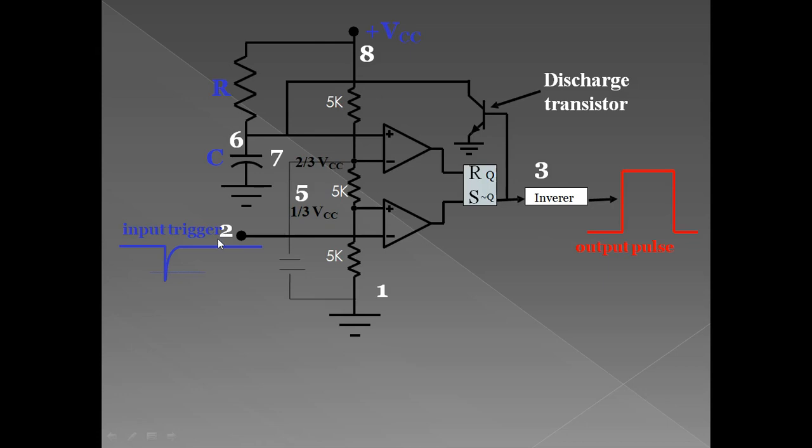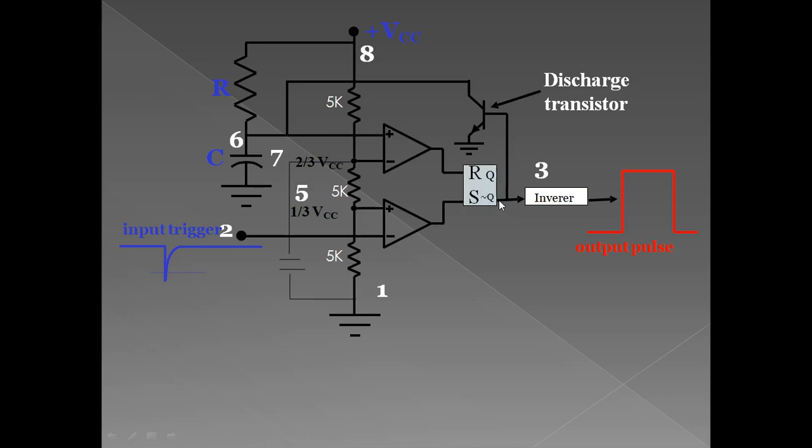So the operation starts when the negative going trigger is applied to the pin number 2. So this is given as the input to the negative terminal of the lower comparator. So the comparator compares this voltage. So this triggering voltage is the negative going trigger. So when this voltage goes below this 1 by 3 VCC, the lower comparator will turn on. So the output of the lower comparator is 1. So this is given as the input to the RS flip-flop set input. So whenever this set is 1, the output Q here is 1 and Q bar is 0.